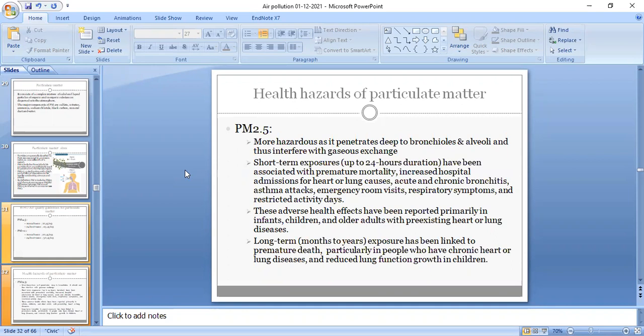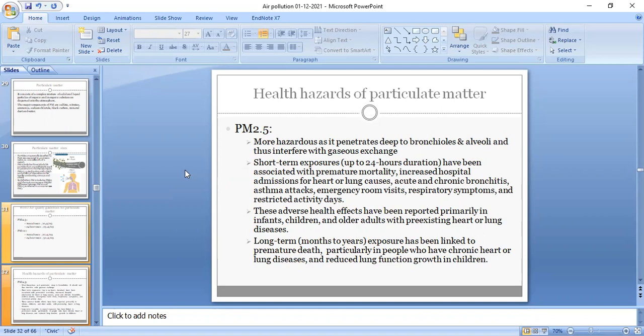Short-term exposures up to 24 hours duration have been associated with premature mortality, increased hospital admissions for heart or lung causes, acute and chronic bronchitis, asthma attacks, emergency room visits, respiratory symptoms, and restricted daily activities. These adverse effects have been reported primarily in infants, children, and older adults with pre-existing heart or lung diseases.